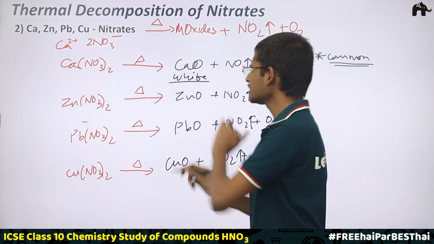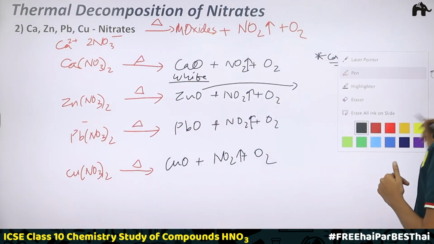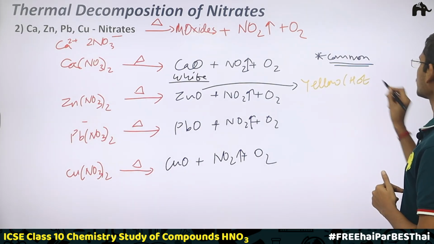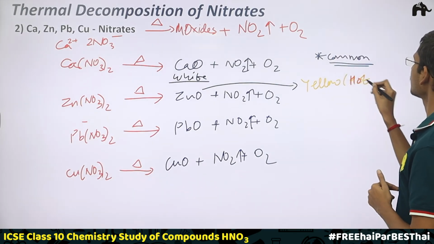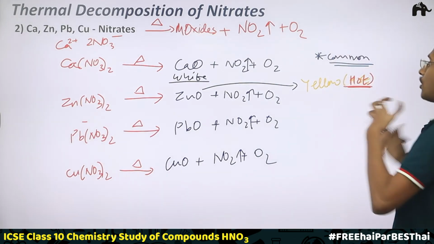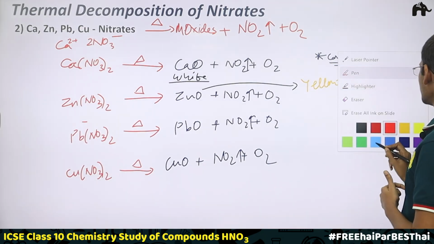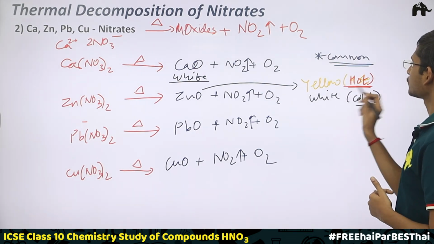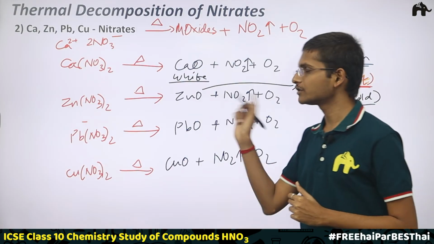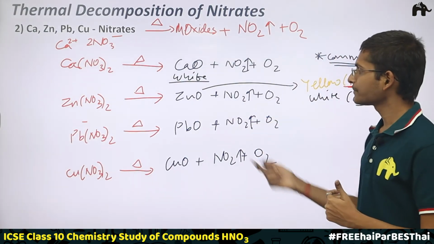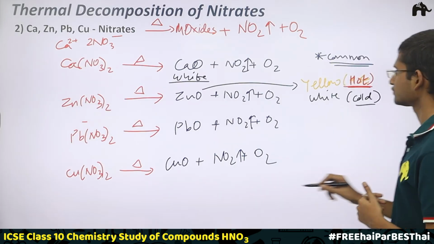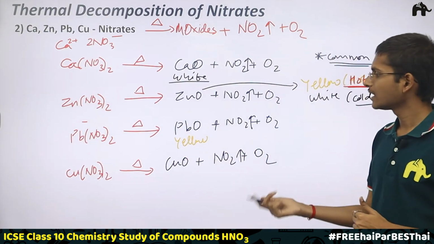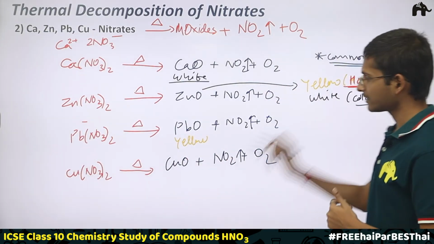Same with zinc oxide. Now there is an interesting story with zinc oxide here. When it is hot, it is yellow. For writing hot I would write with red, so red would denote hotness very clearly. And when it is cold, it is white. This is also an observation which you can write if asked in your exams. Lead oxide is again yellow, a yellow substance would be formed, and copper oxide, yes, it's black.